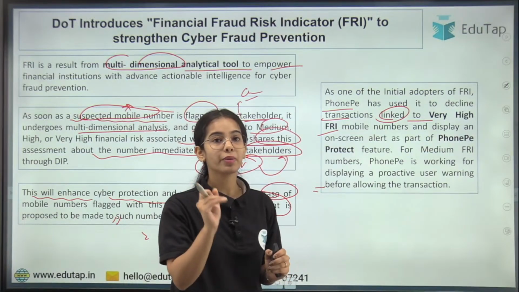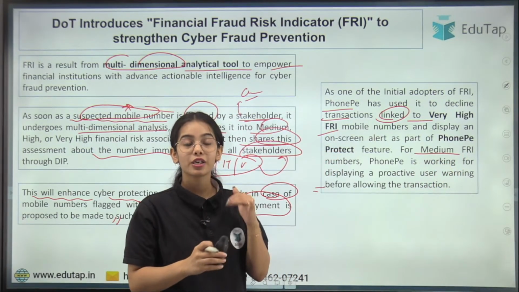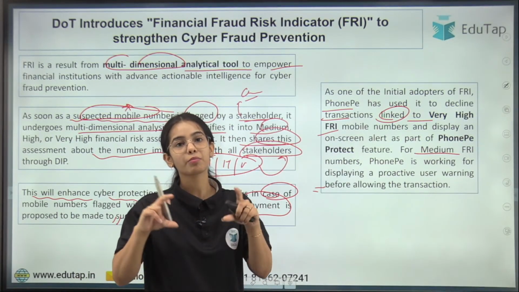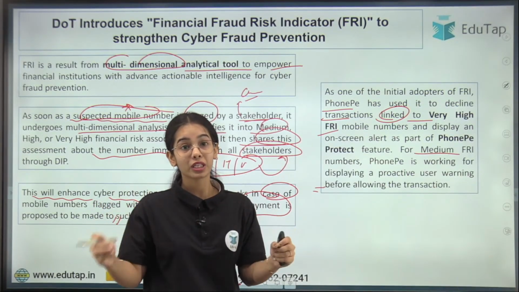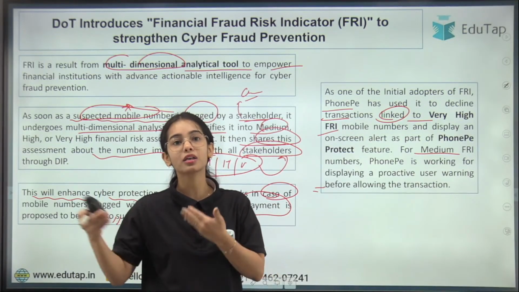In the case that the number is flagged as a medium risk, before you are sending the money, you will get a notification that this number is a flagged number, this number is having a medium risk. Then you will recognize that maybe fraud is happening because I am getting this flagged message.